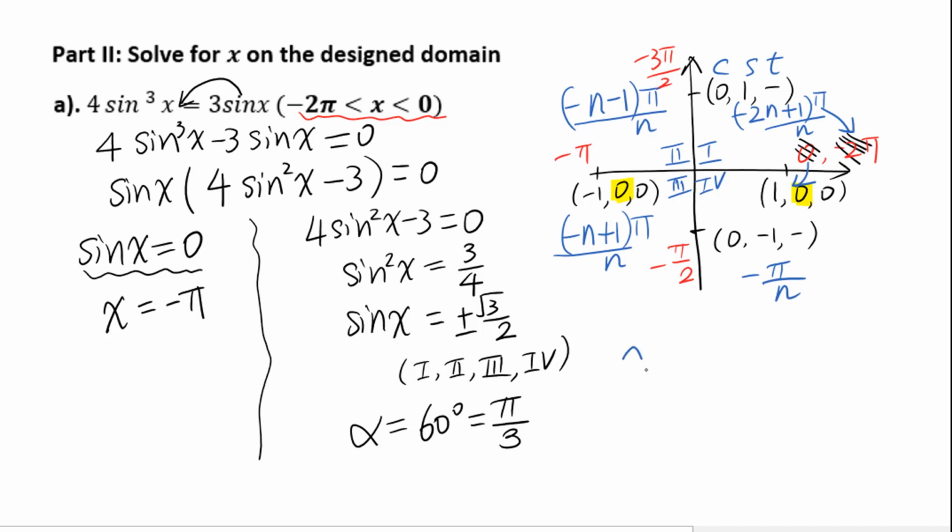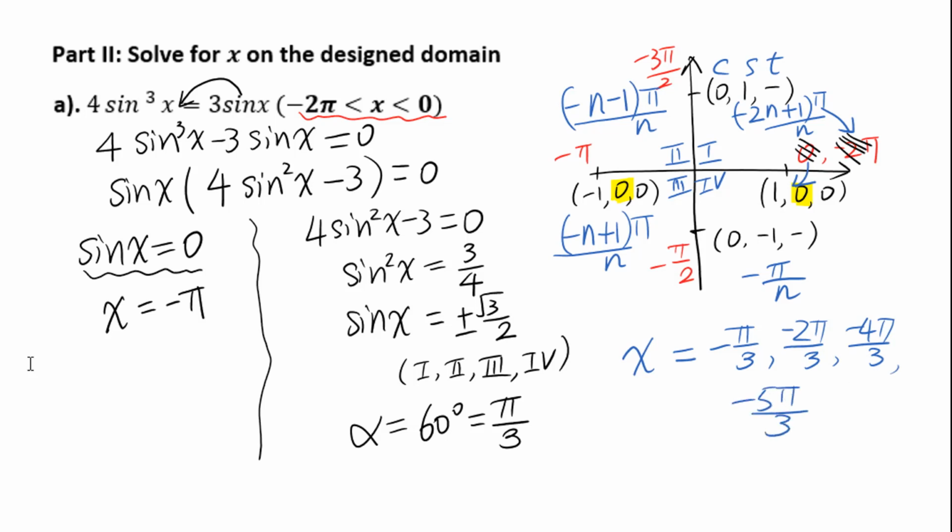Therefore, the solution will be x equals negative pi over 3, negative 2 pi over 3, negative 4 pi over 3, and negative 5 pi over 3. So altogether, you have 5 solutions: negative pi, negative pi over 3, negative 2 pi over 3, negative 4 pi over 3, negative 5 pi over 3.